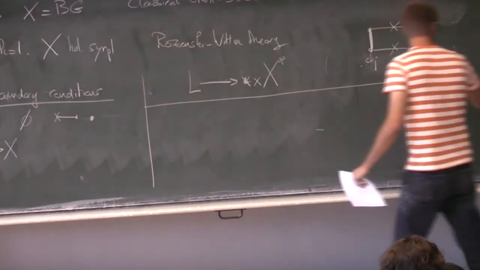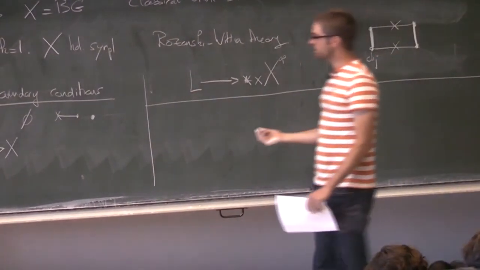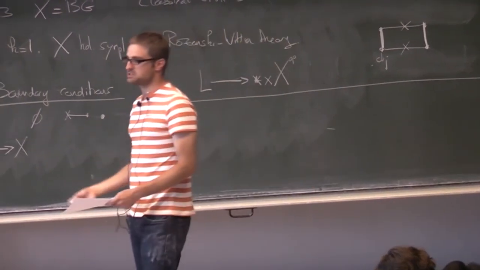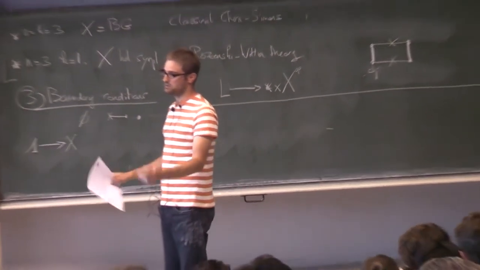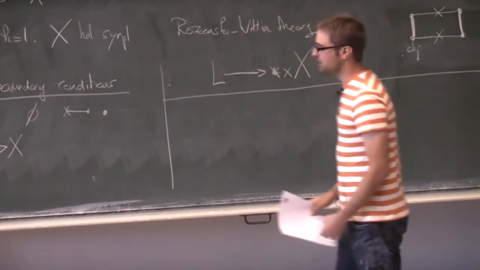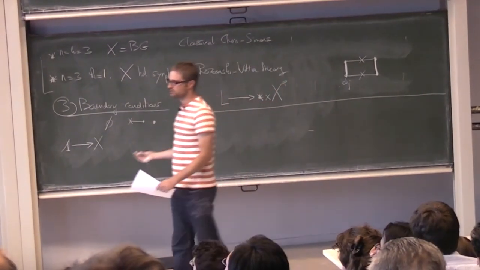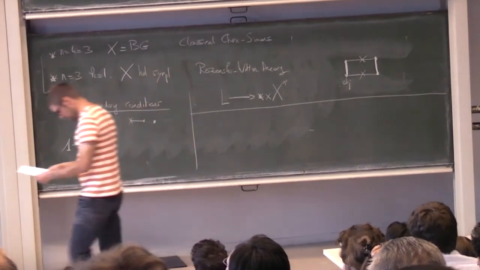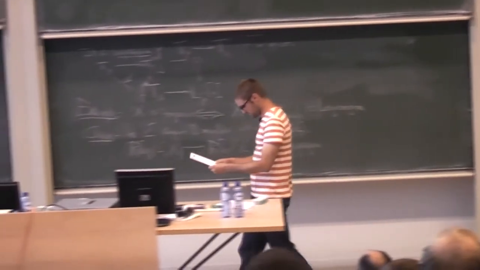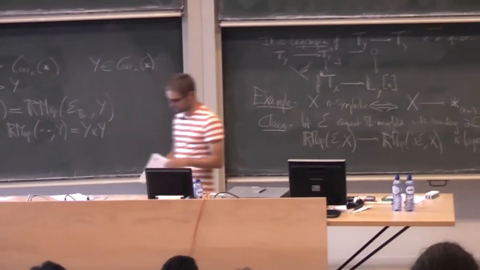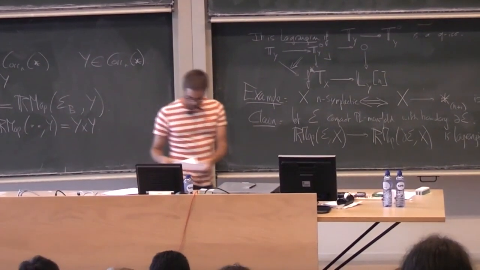And here again, I don't have time to explain it, but there is a way to write mapping spaces with boundary condition. You have to work a bit. But it's possible. So there's also an explicit presentation of the functor by using mapping spaces. Right. So I want to say two more things.